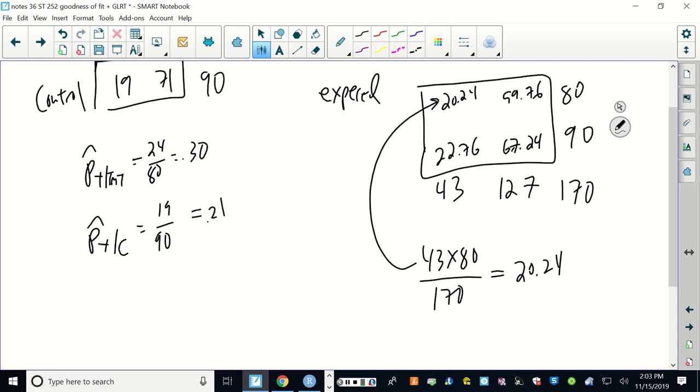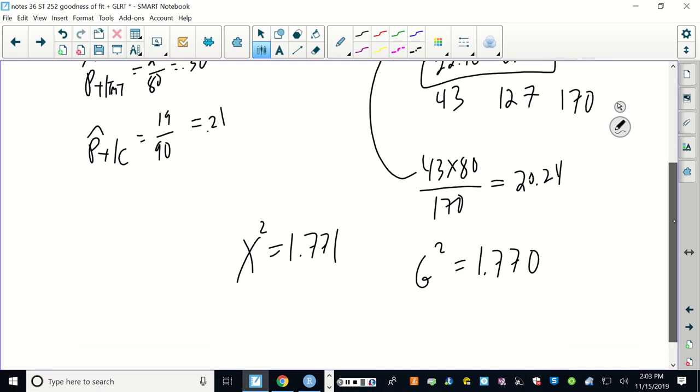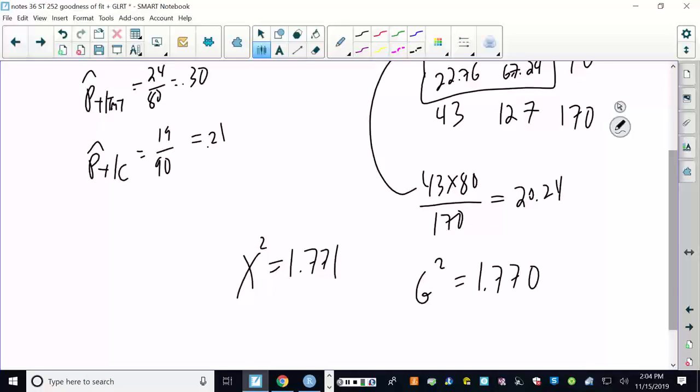And then we can compute either the X squared or the G squared statistic. X squared is 1.771. I wouldn't necessarily always keep so many decimals, but G squared is 1.770. They end up being quite close in this case. There's always a slight discrepancy, but in this case they don't end up being too different. Are these values large enough to say that these things are not independent? It's chi-square with 1 degree of freedom.